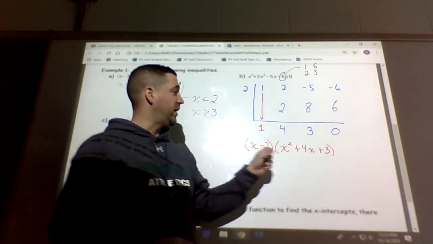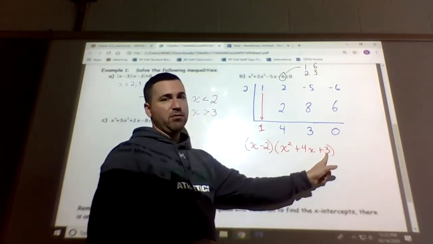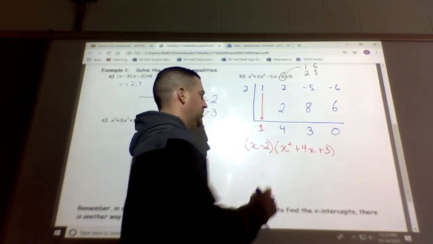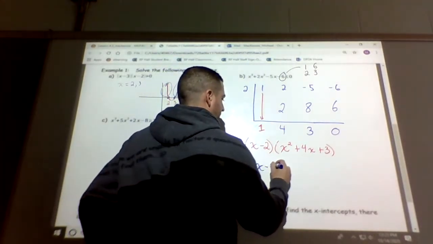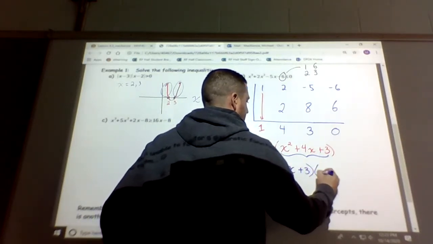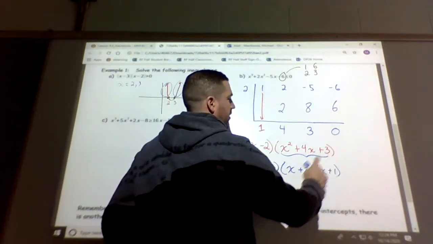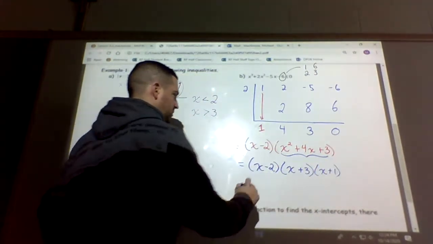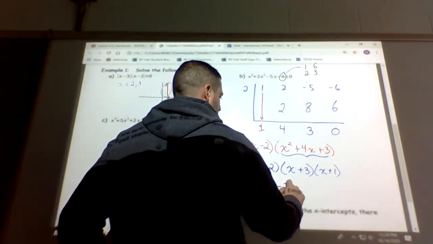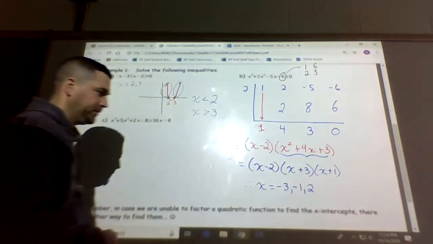This is a simple quadratic since there's a coefficient of 1 here. So let's break this down. Two numbers that multiply to 3 and add up to 4 would be positive 1 and positive 3. So x minus 2, and then we factor this as x plus 3 and x plus 1. 3 times 1 is 3. 3 plus 1 is 4. So therefore, our x-intercepts are negative 3, negative 1, and positive 2.